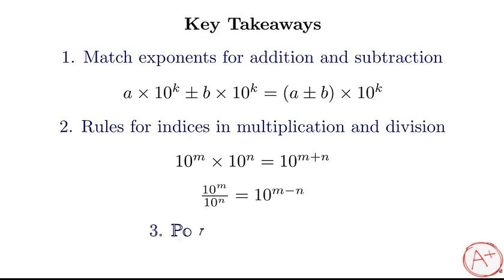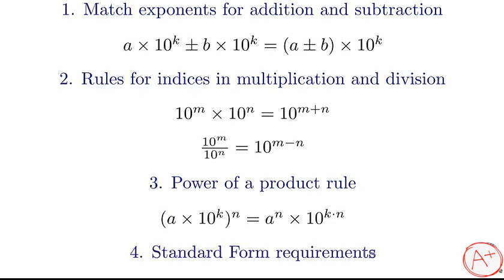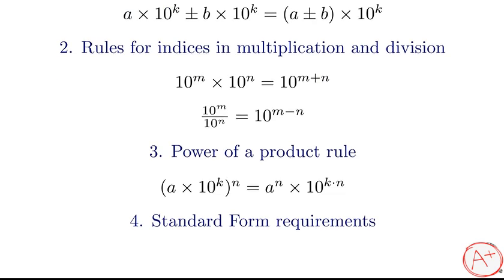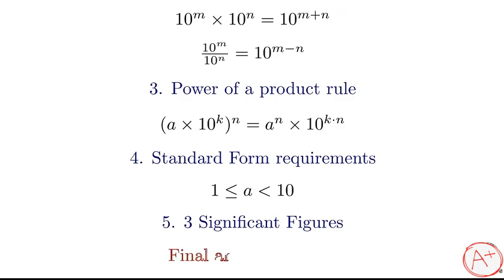Third, when raising to a power, remember that the power applies to both the coefficient and the base 10. This is a common place where marks are lost. Fourth, always check your final answer. The coefficient must be at least 1 but less than 10. If it is not, adjust the decimal point and the exponent accordingly. Finally, always round your final coefficient to 3 significant figures as per standard IB guidelines, unless told otherwise.